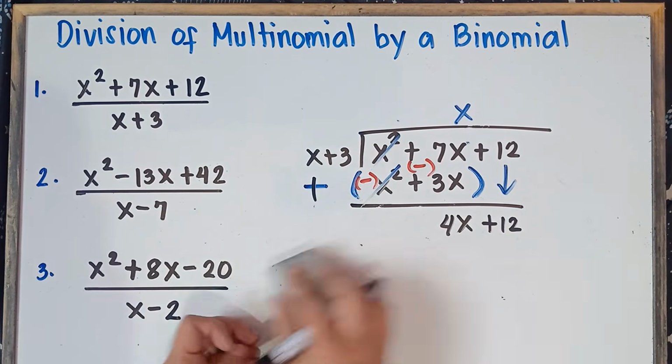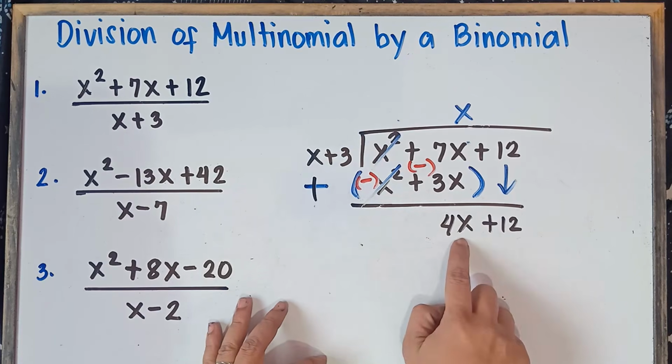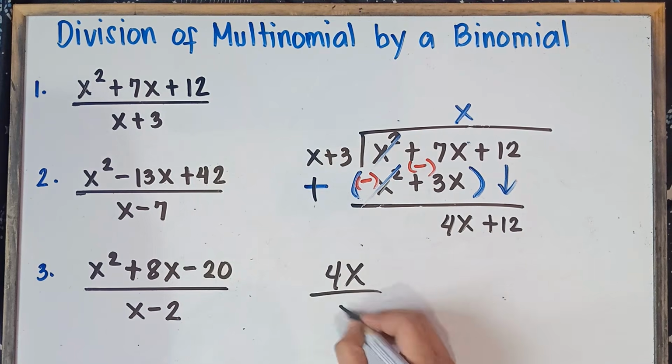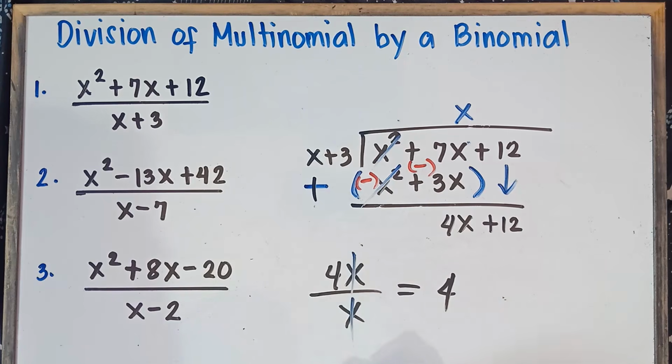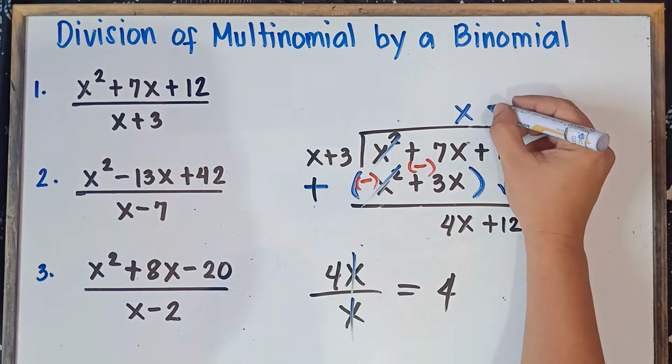Alright, so almost done. Next step, class, you divide this 4x by x. So 4x divided by x, what's the answer, class? That's correct, that would be positive 4 because we can just simply cancel x.